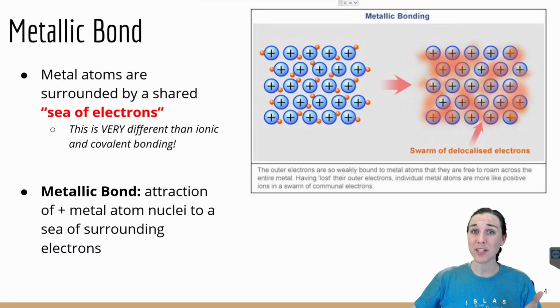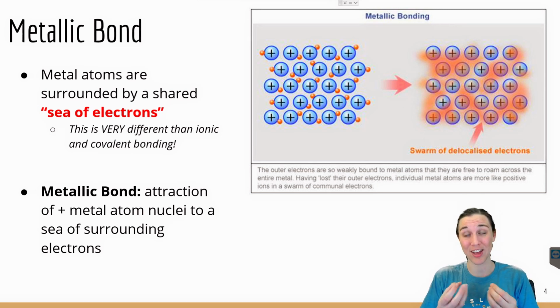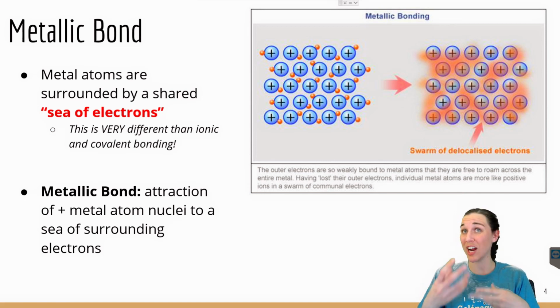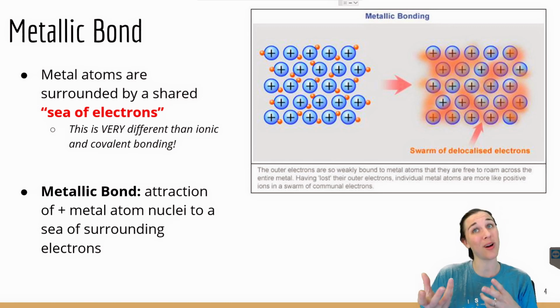As a refresher here, ionic bonds are between a metal and a nonmetal. You have a charge attraction between 2 atoms, a cation and an anion. Covalent bonds are between 2 nonmetal atoms where they're sharing electrons either equally or unequally.